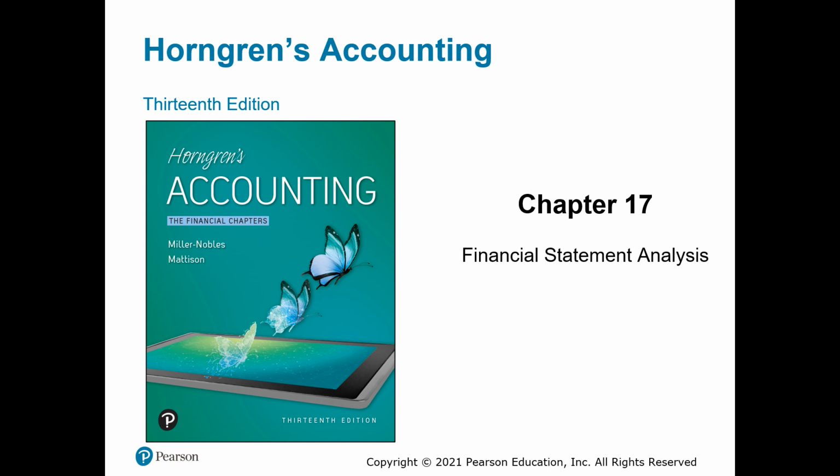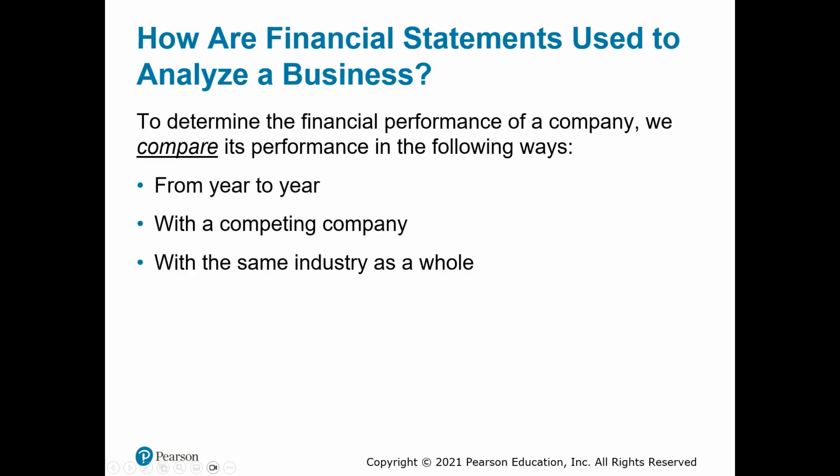Chapter F17 covers financial statement analysis, ways that companies can look at their financial statements and the financial statements of other companies to do an analysis to determine some kind of information about the company's performance. What is the rationale for this?